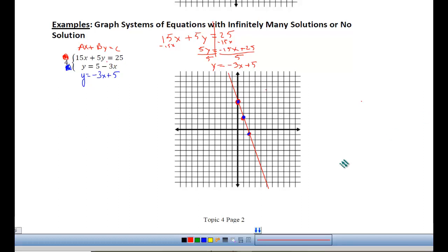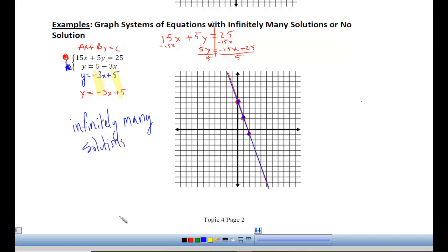And we can see that this is the exact same equation as this. They have the same intercept, the same slope. So these two coincide. They're existing one on top of the other. They are the exact same. So these have infinitely many solutions. So any number I put in for x, I'm going to get the same output for y.